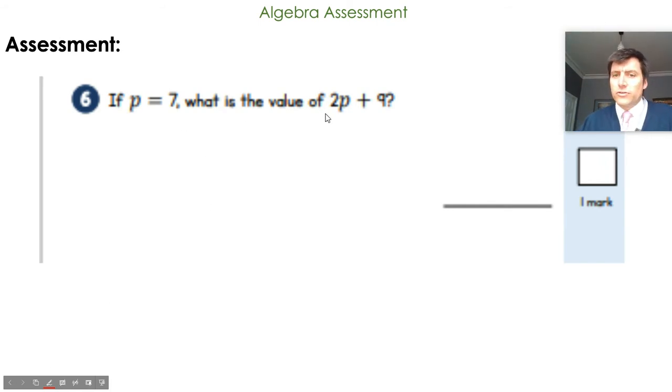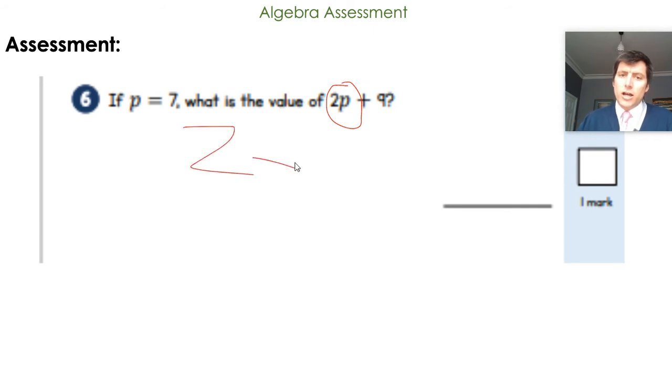P is 7. What is the value of 2p plus 9? Well, remember, 2p represented like that means 2 times p.